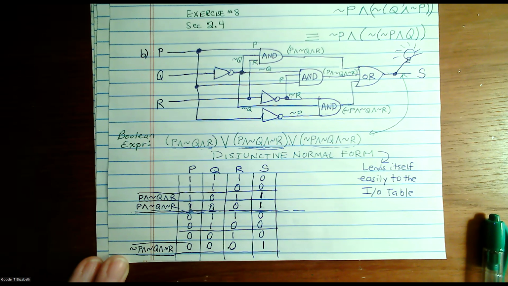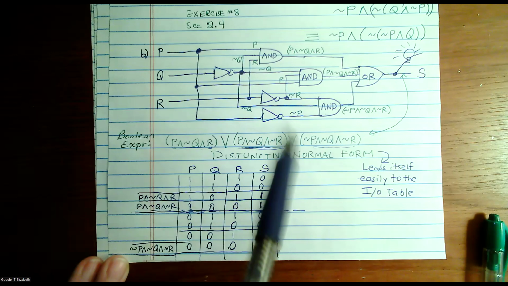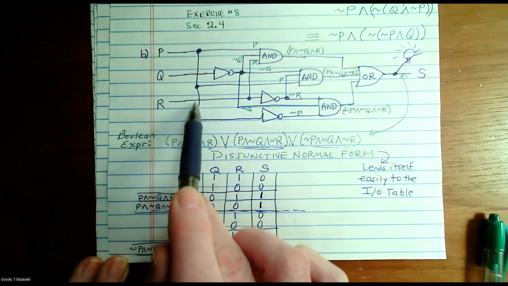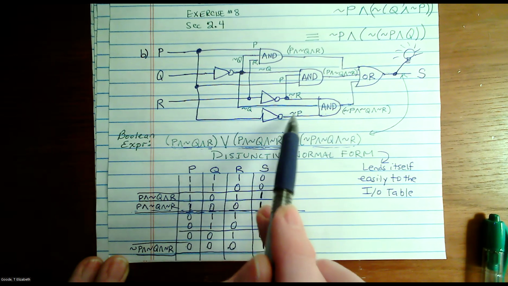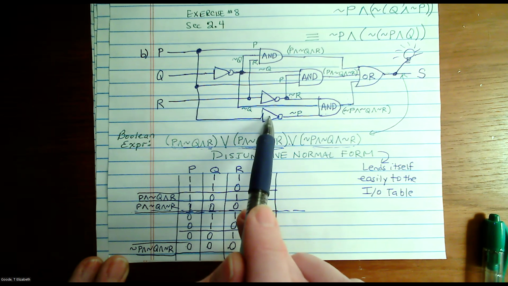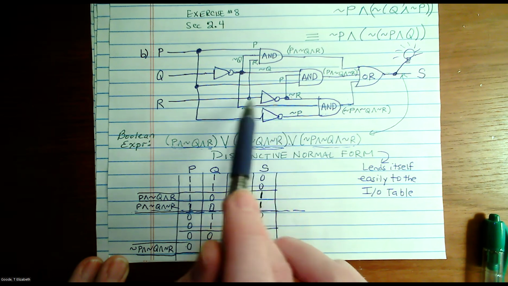So there is P, and P has 0, and Q has 0 and R has 0, and then P will go through the NOT gate. It will turn to 1. Yeah. If P is 0, it goes through this NOT gate right here and it becomes a 1, right? If you feed a 0 into a NOT gate, the output is a 1, right?